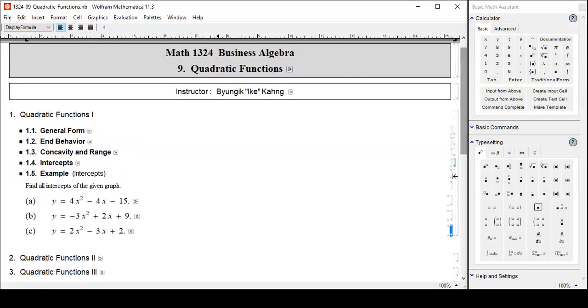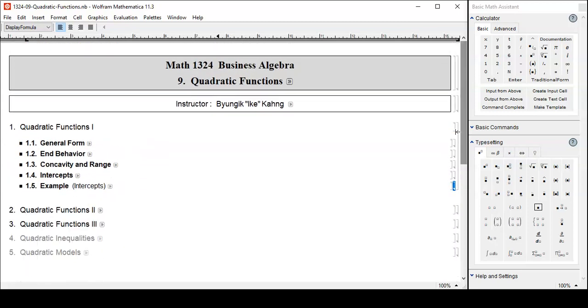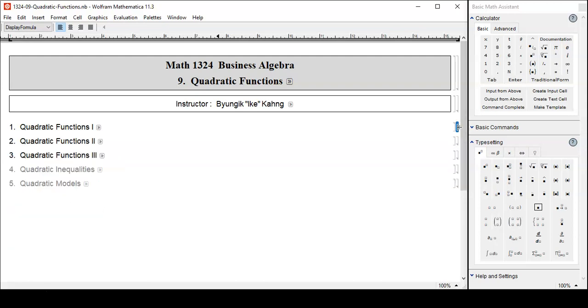Okay, so much for the applications, both theory and applications associated with the general form of a quadratic function. We're going to talk about other forms such as vertex form and intercept form in separate videos. Especially the vertex form is important. Stay tuned.